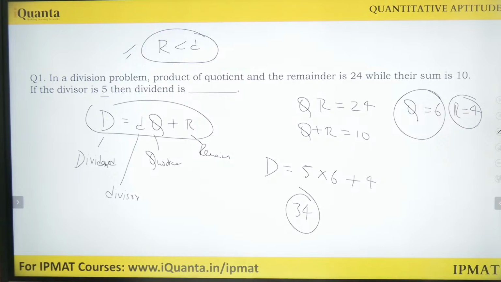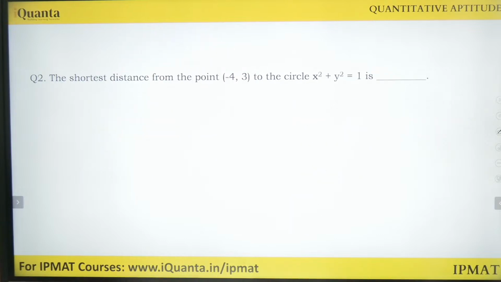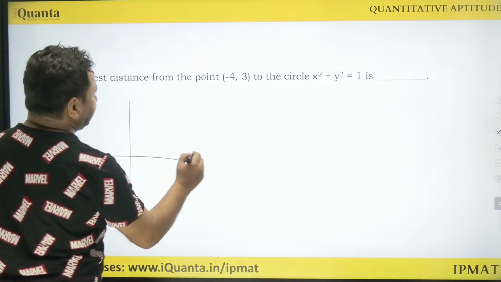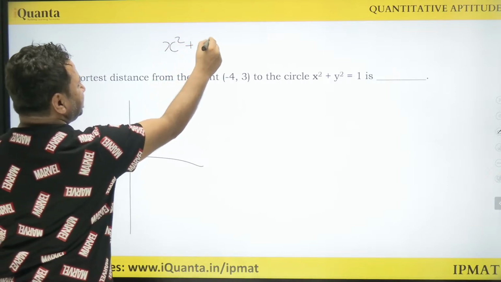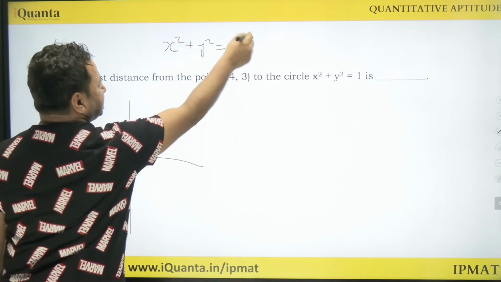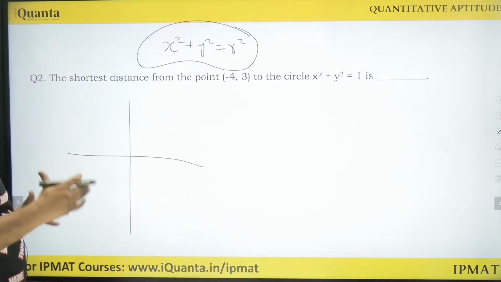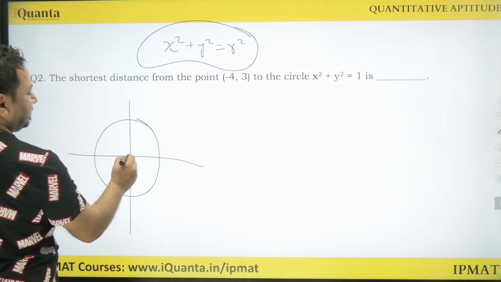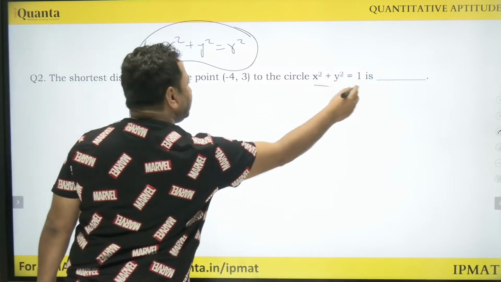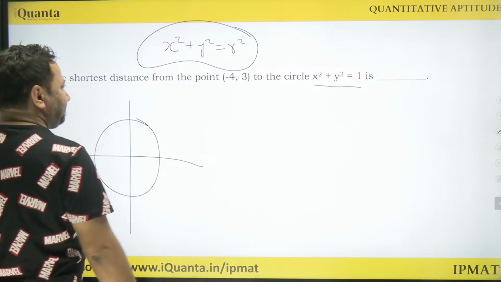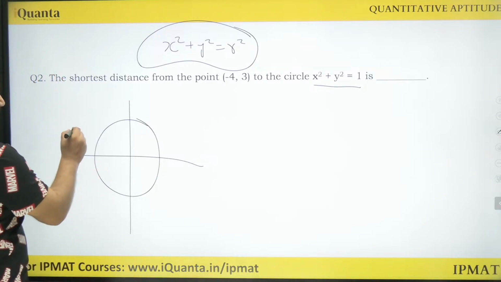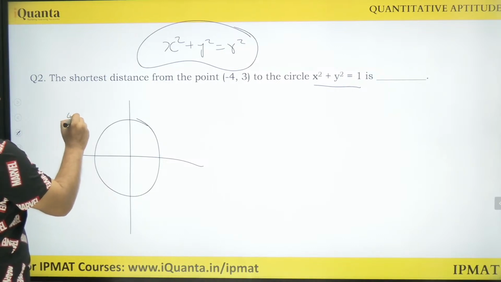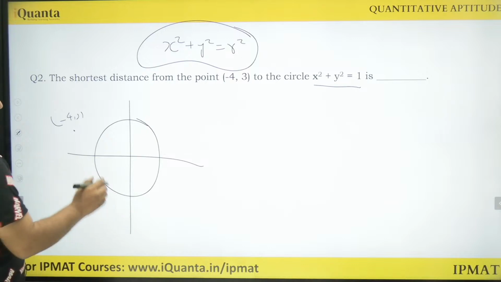Nice question. Let's do one more. The shortest distance from the point (-4, 3) to the circle x² + y² = 1 is what? So x² + y² = r² is the equation of a circle whose center is at the origin, and r is the radius. So basically, this is the circle, and its radius is 1. Point (-4, 3) would be lying somewhere over here. We need to find the smallest distance.